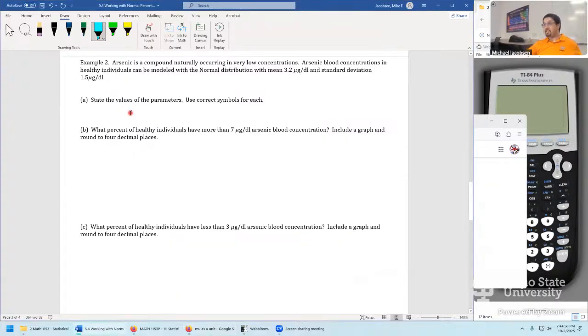So part A just says state the values of the parameters. One parameter is mu, and that's just referring to the mean right here.